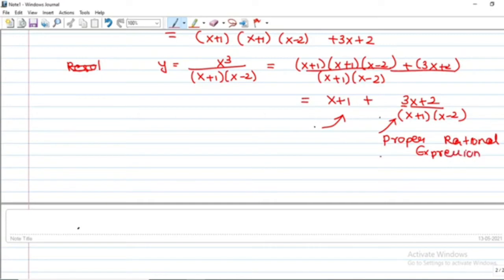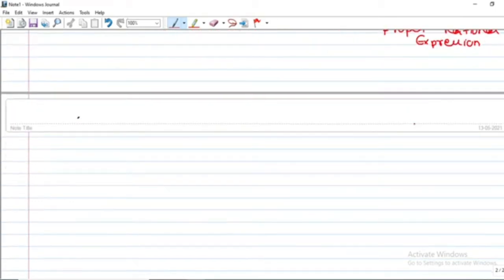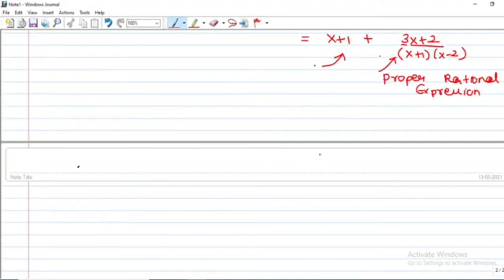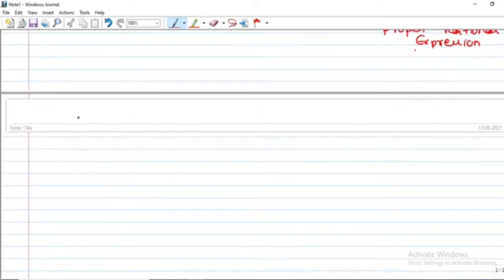Do you agree with this? Yes, because the degree of the numerator is less than the degree of the denominator. So we can proceed further. Now our target will be resolving one of these two, the first or the second. Which one will we resolve? We will resolve the second one, because it is in the form of a rational expression, while this one is a simple polynomial function. We can do its nth derivative very easily compared to this one. So let's resolve.